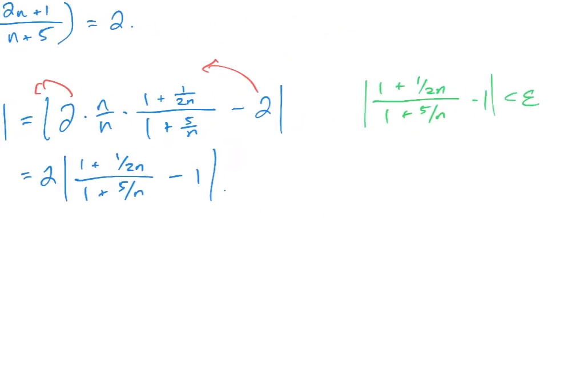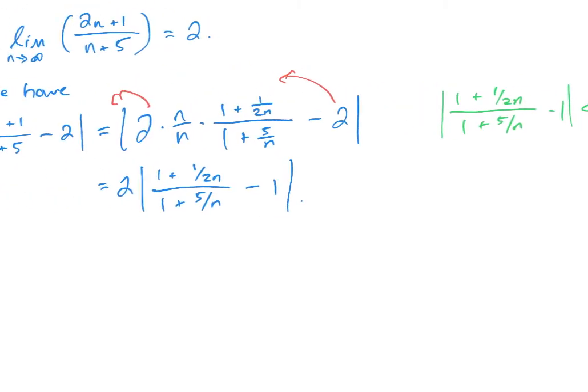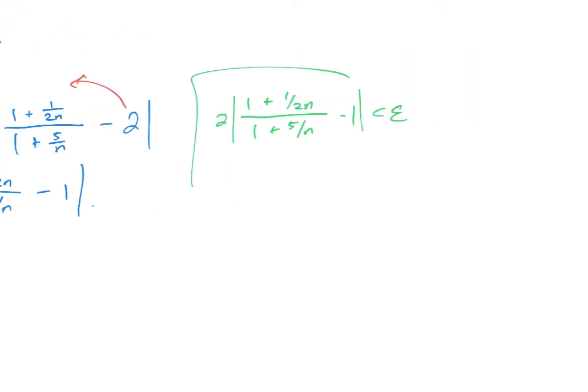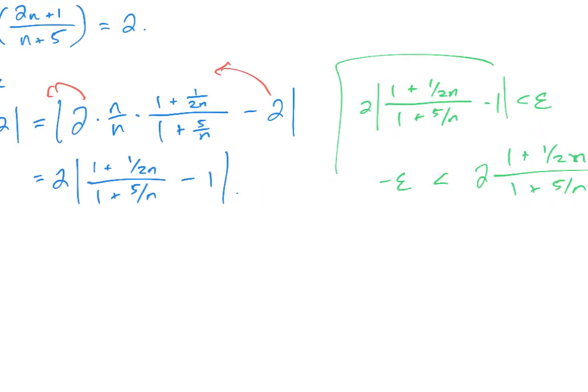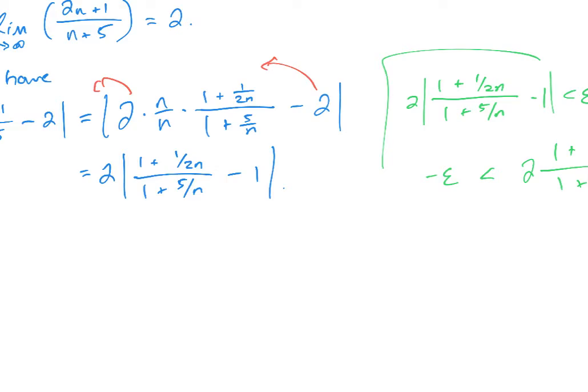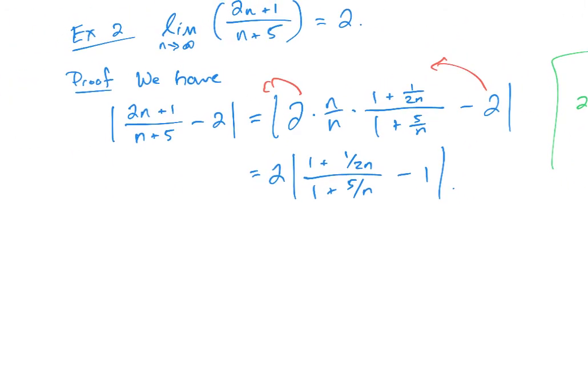Because now we have to go over here. Oops, and we actually wanted a 2 there. We have to go over here and solve this inequality. I mean, so we'll be doing things like minus epsilon is less than 2 times 1 plus 1 over 2n. Okay, and we'll be trying to solve this. It'll get pretty messy, I think. So let's just prove some limit theorems, and then we'll do this. As soon as we've got the theorems to do this, we'll come back to it, okay?